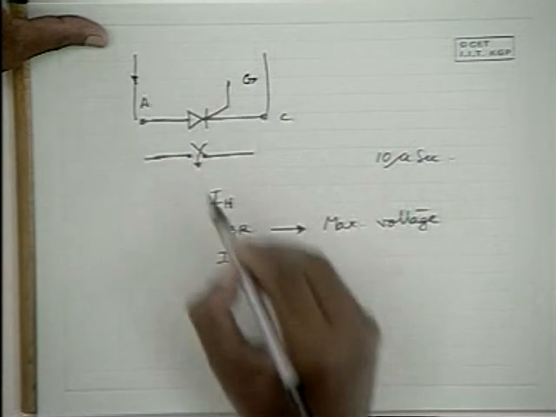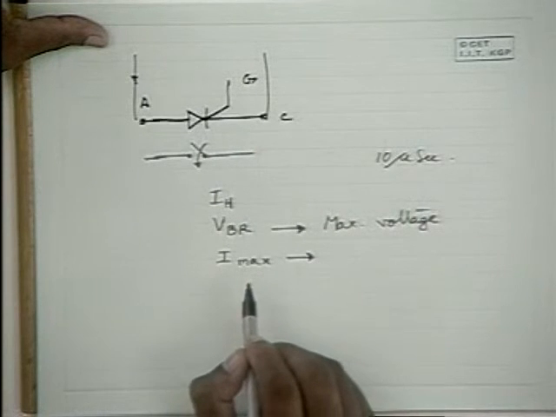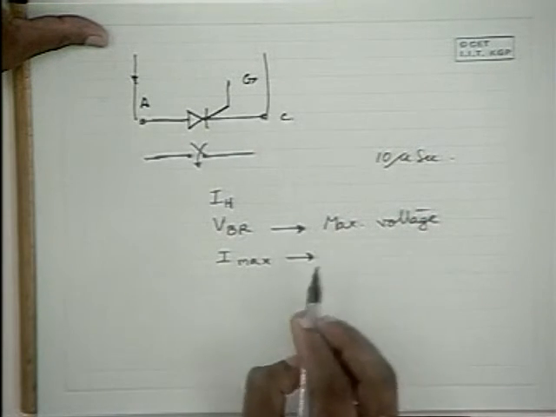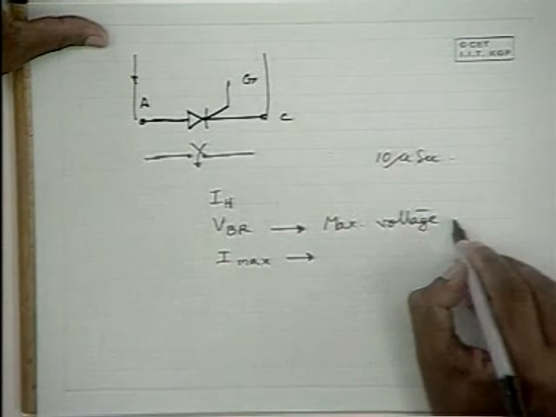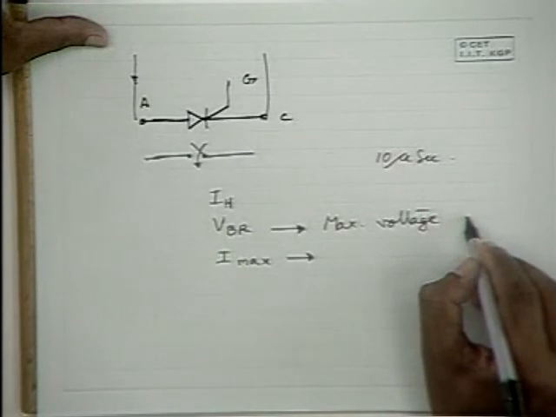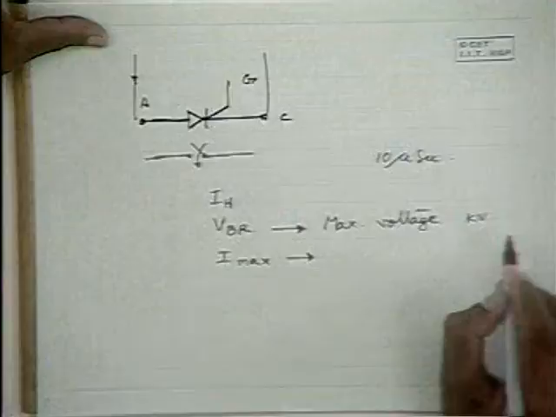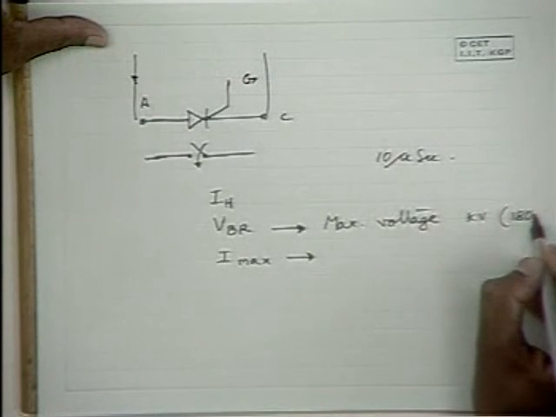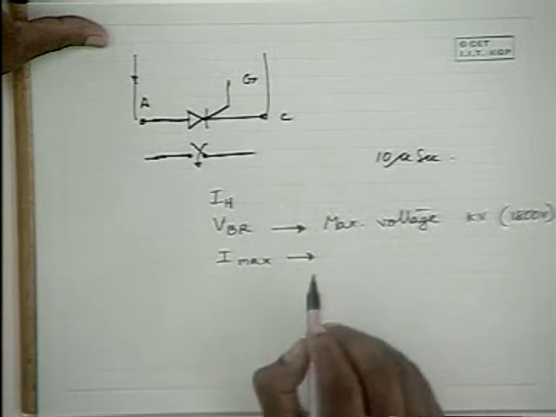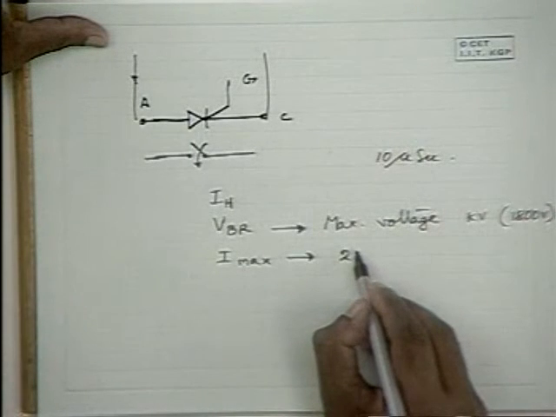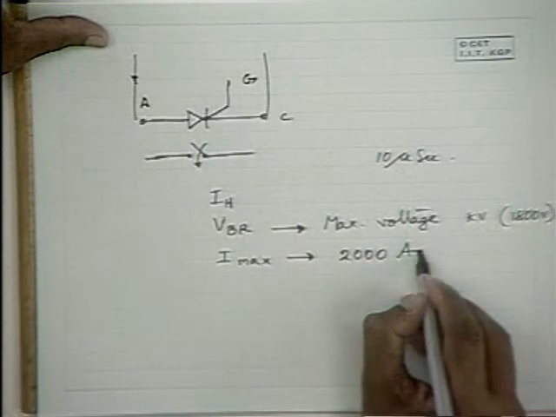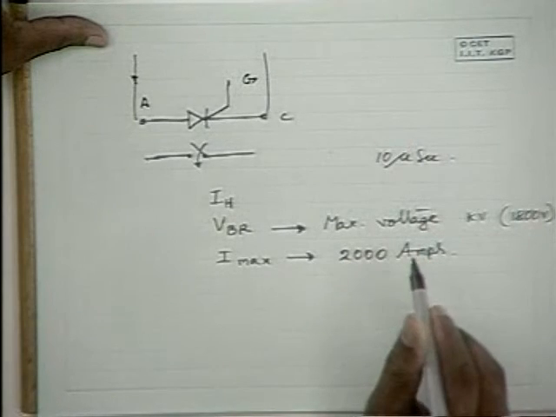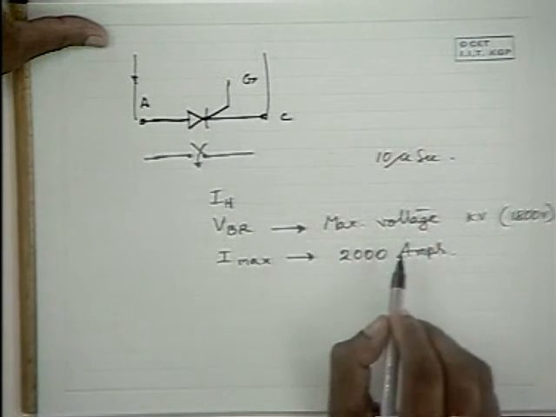There is a maximum current that can be passed through this device without harming the device. So that current is known as the maximum current. And the maximum voltage typically for power devices is of the order of kilovolts. A typical value is 1800 volts. And this maximum current can go to a whopping rating of 2000 amperes. That is the order of the current the device can sustain.